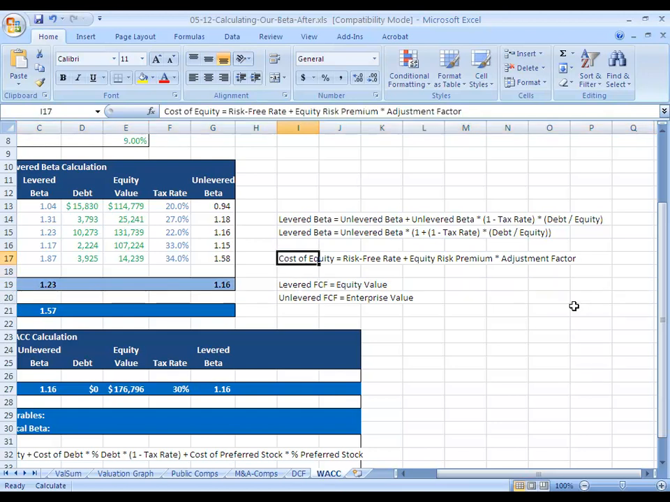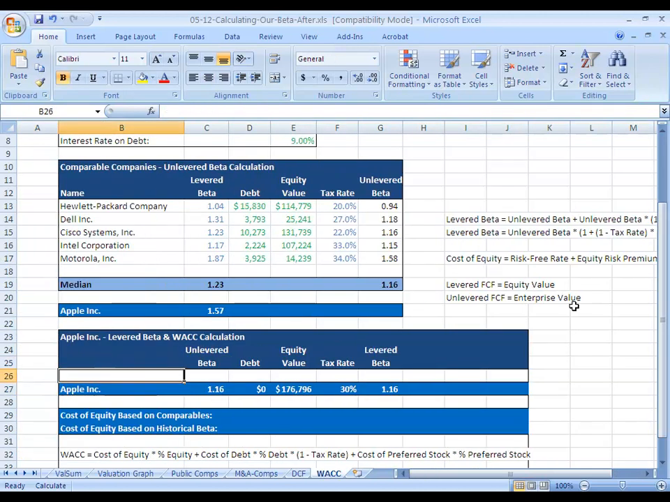For cost of equity, we want to be using levered beta because if we used unlevered beta, we'd be taking out the impact of debt, interest, and the tax affected interest of that debt. So that's why we use levered beta for our cost of equity calculation and why we need to actually calculate levered beta for Apple here as opposed to just using the median unlevered beta from the set of public company comparables.